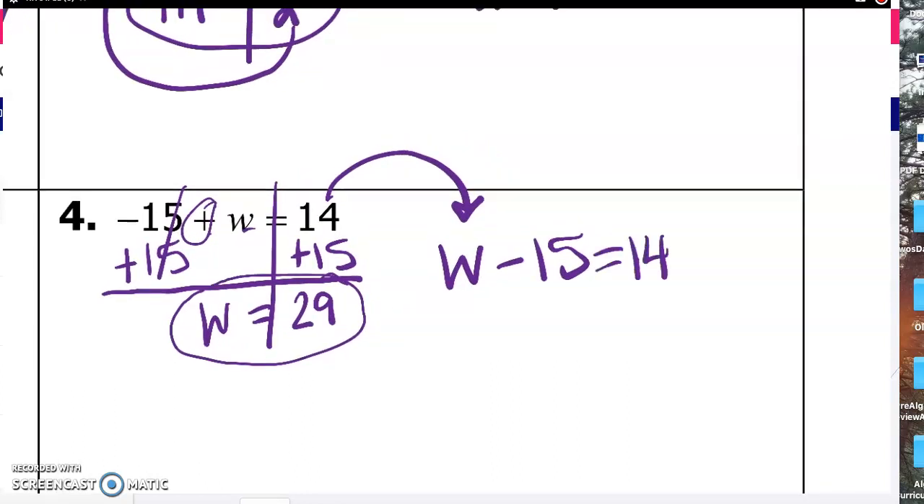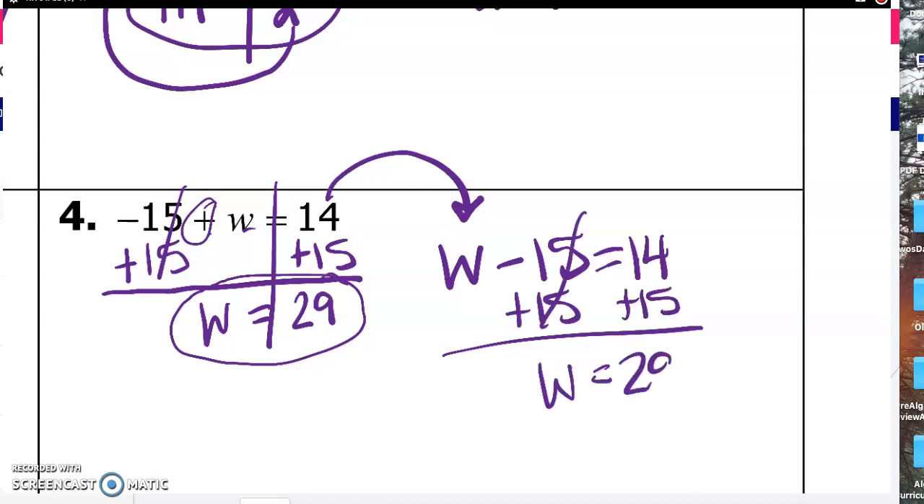And this equation is a little bit easier to look at than to say, oh, instead of minus 15, I need to plus 15. So W equals 29. So you are able to rearrange the equations however you want. Just make sure whatever's positive is positive and whatever is negative stays negative.